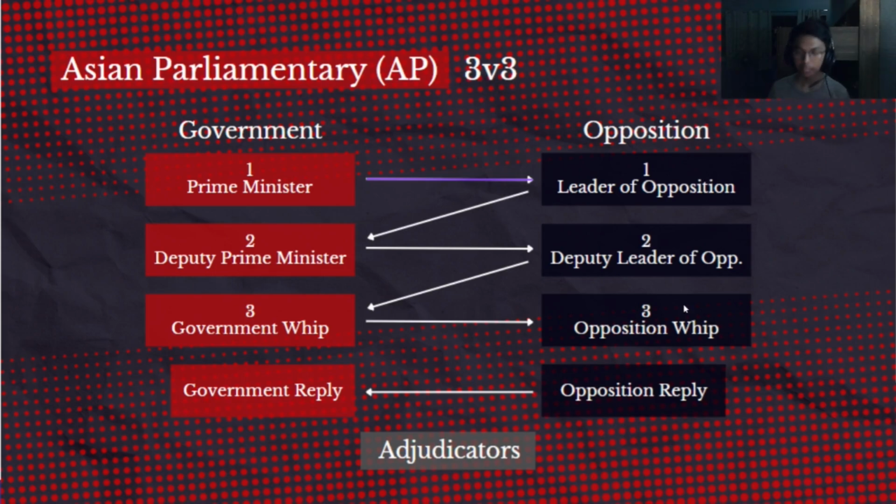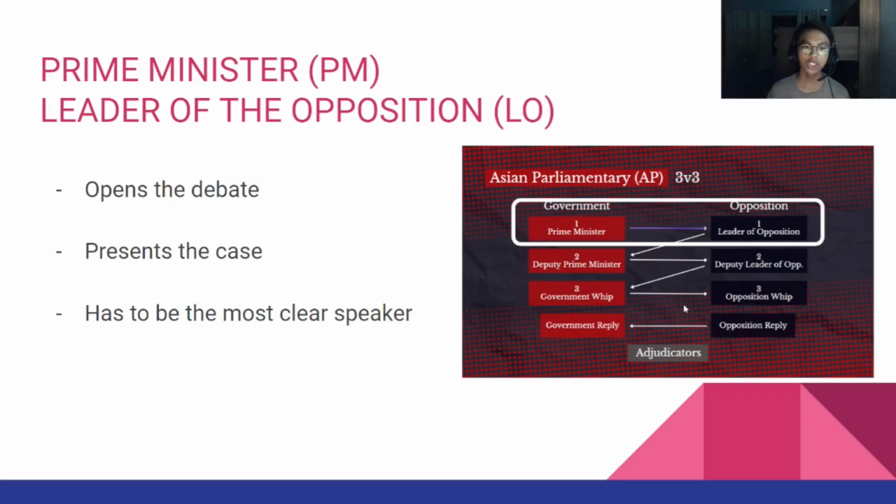You know. So briefly on the roles of each speaker, and I will try to make this short because this won't be a lecture that gives you all the tools to speak each role perfectly. But very basically, the Prime Minister and Leader of the Opposition in Asian Parliamentary, as this is the format we will be focusing on this summer, are the first two speakers from each side. They open the debate. So they present the case to the judge. They outline all the important points of the case. They give the arguments in their complete form, and they have to be the most clear as they are the first speaker.